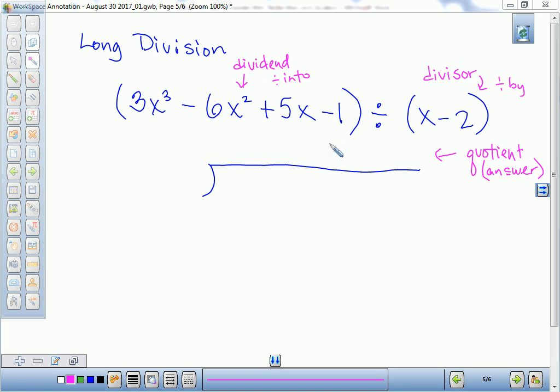Quotient is our answer. All right, so what happens is this divisor part goes out here. What we divide by goes out there. What we divide into goes under here. And then we start the process of long division. So the process of long division with polynomials follows the same procedure as it did when we just did numbers.